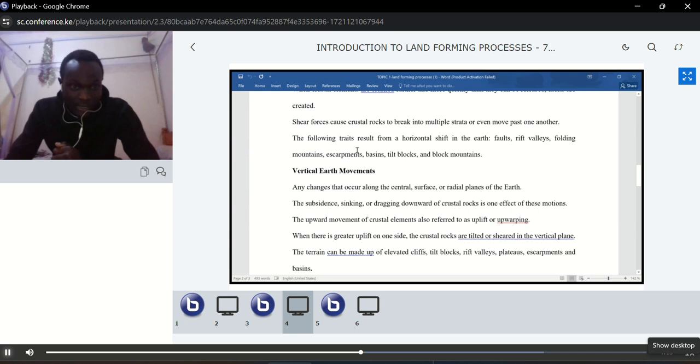And the following traits result from a horizontal shift in the Earth. Faults, rift valleys, folding mountains, escarpments, basins, tilt blocks, and mountains are the features that are formed.